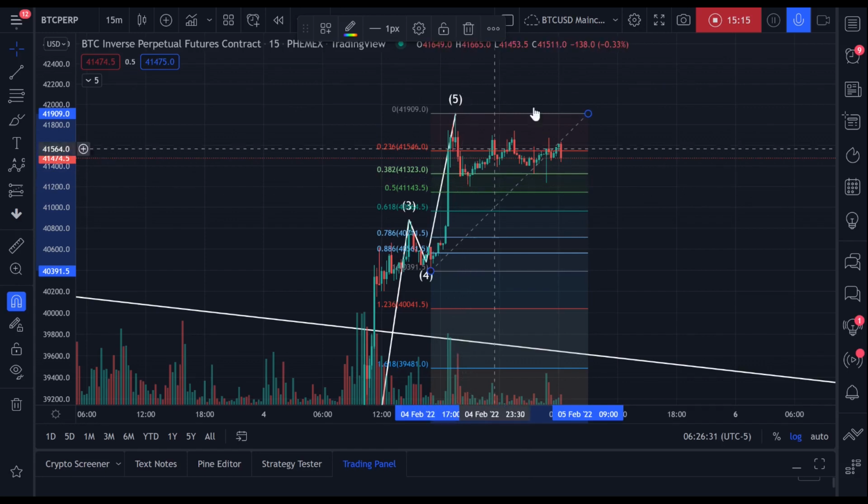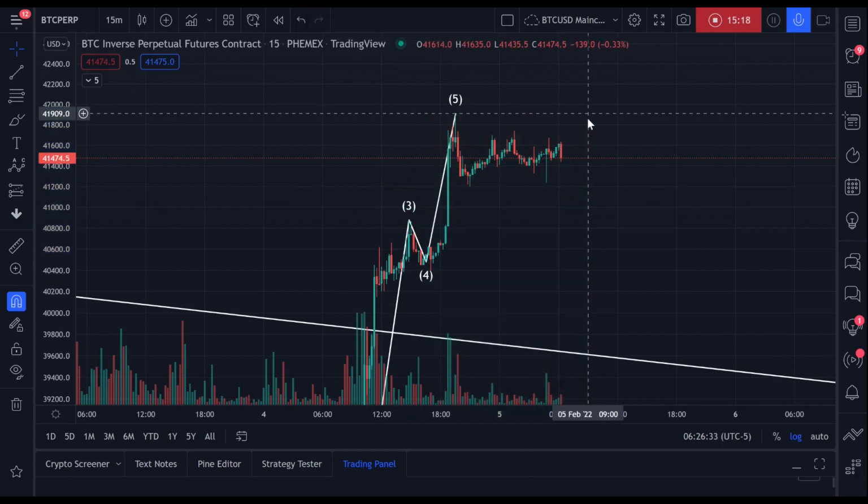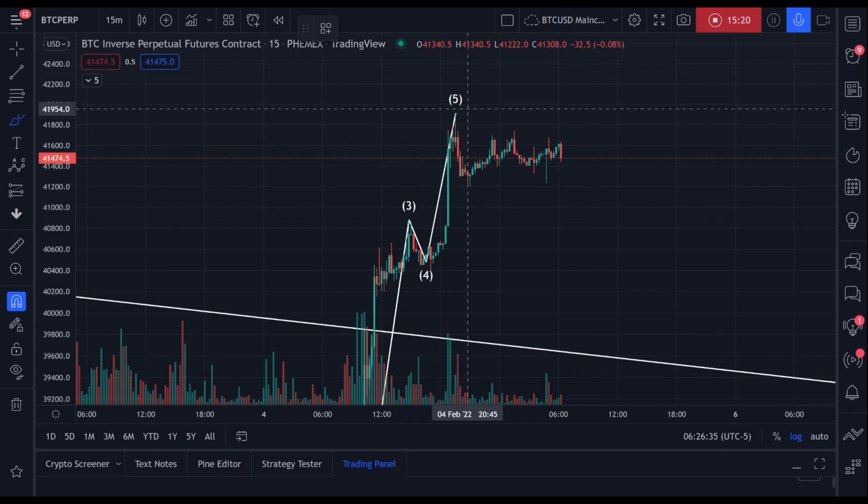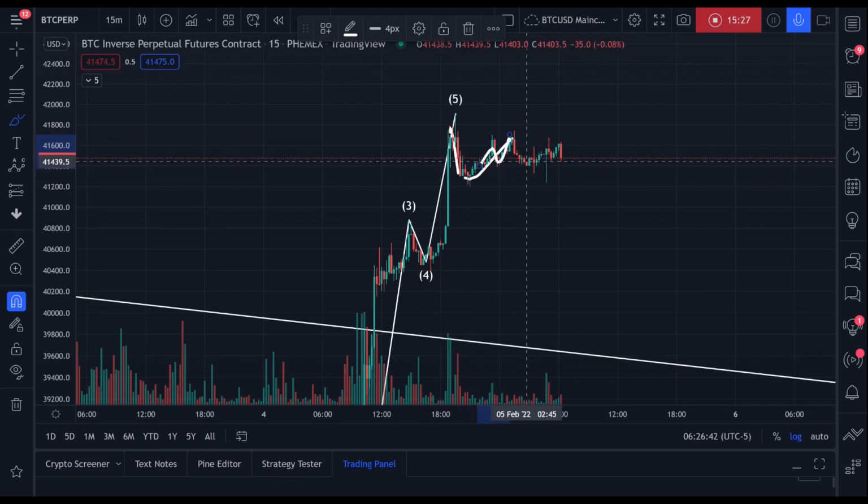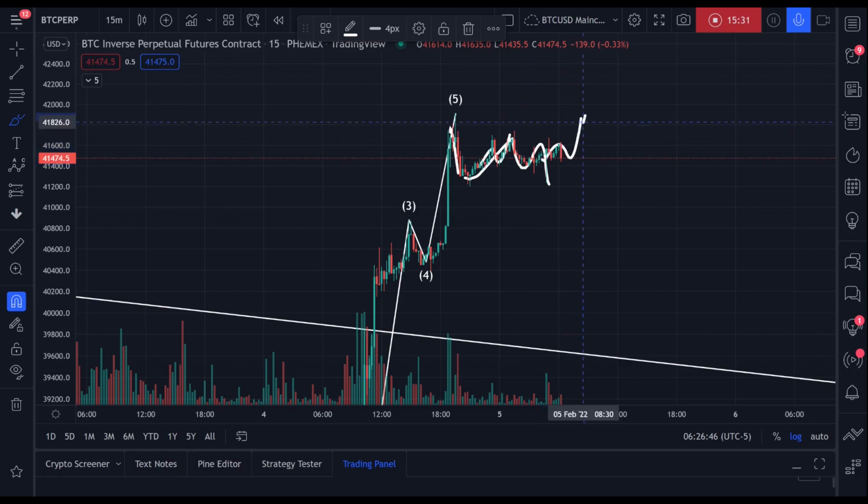Do you see that? Retrace beyond the 382. Okay, so that's a legitimate break of structure. That is an A wave. Boom. Then you get your B wave. It comes in 3, so it looks like complex. That's 1 part. Here's 2 parts. I expect a 3rd part, and then a C wave.